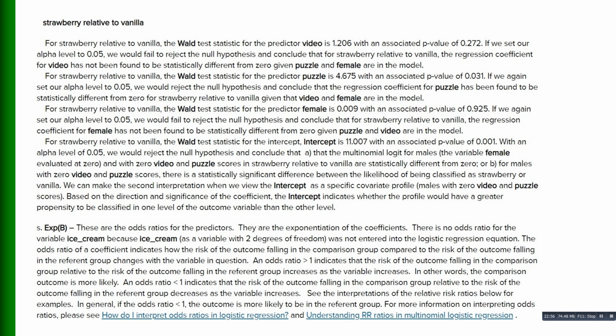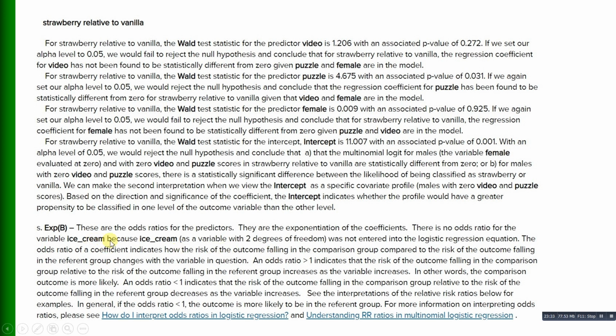I would come to exponentiated beta here. And what are exponentiated betas? These are very important. These are the odds ratios for the predictors, for the independent variables, and they are the exponentiation of the coefficient. That is, the coefficient is raised to the power of the exponent e. There is no odds ratio for the variable ice cream because ice cream, as a variable with 2 degrees of freedom, was not entered into the logistic regression equation.